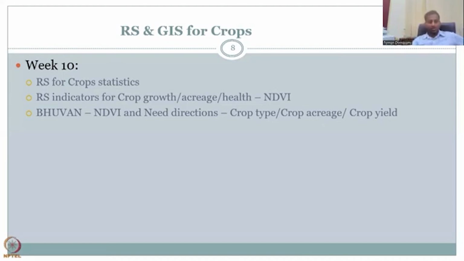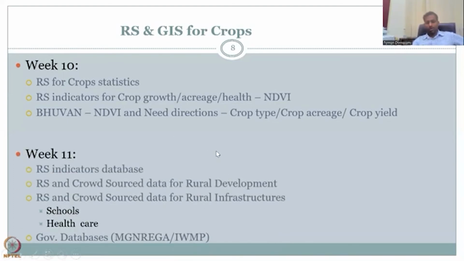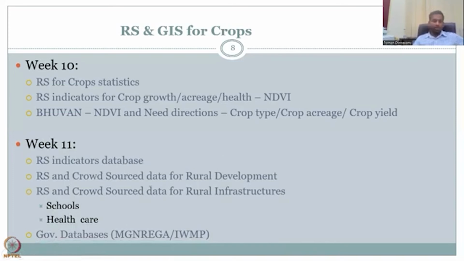And as I said, Bhuvan gives you data, but still there's more data needed. Then in week 11, we discussed the RS indicators, which are very important and can help. Just the bands, just the satellite data may not be enough. You would need more data along with the remote sensing indicators. So for that we said crowdsourcing could be a way forward, and we found the OSM app to be a very good crowdsourcing tool, which everyone should be using when working in rural development.